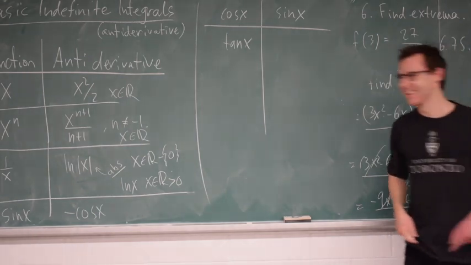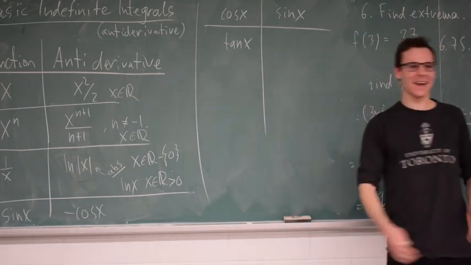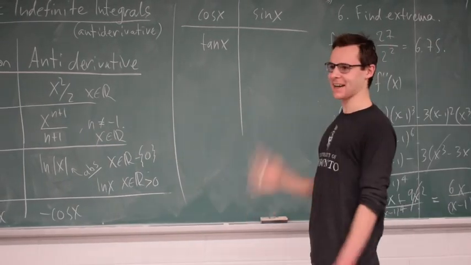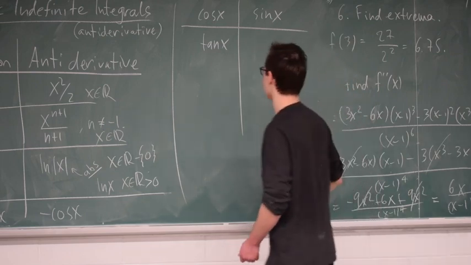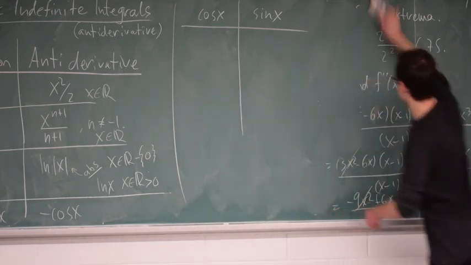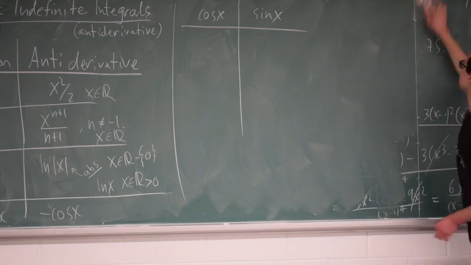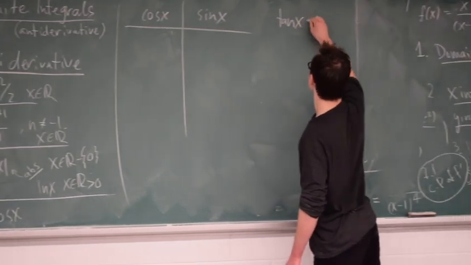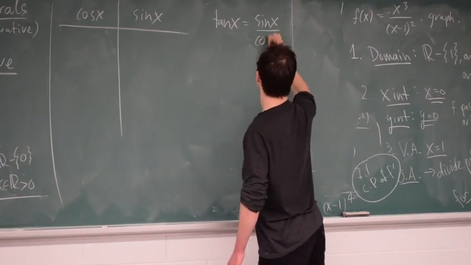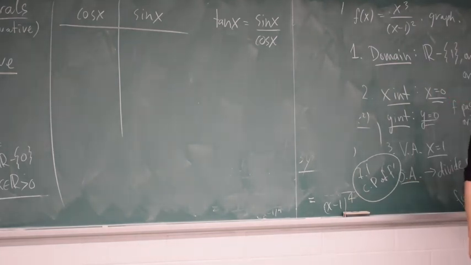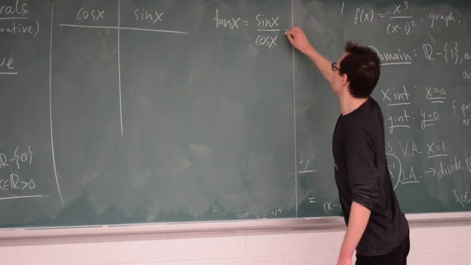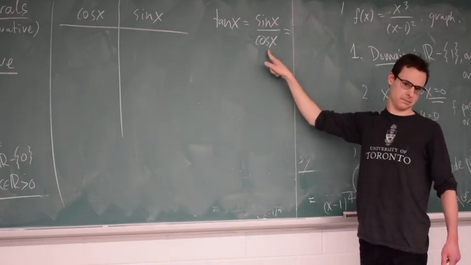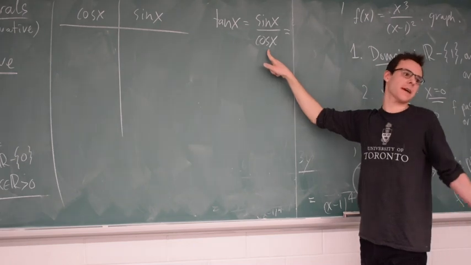What's the antiderivative of tan? Here's how to think about it. tan x is sine over cosine. Let's think this through over here on the side. Let me just erase this. So, tan x is sine x over cos x. And this is what I'm going to notice: that sine x is almost the derivative of cos x. It's negative the derivative.